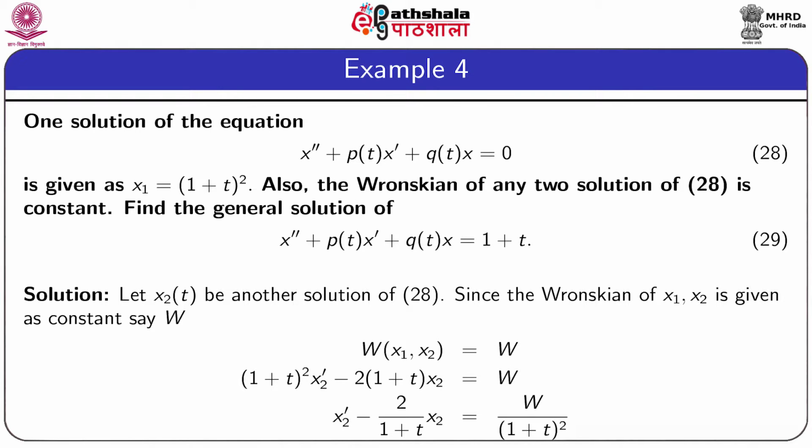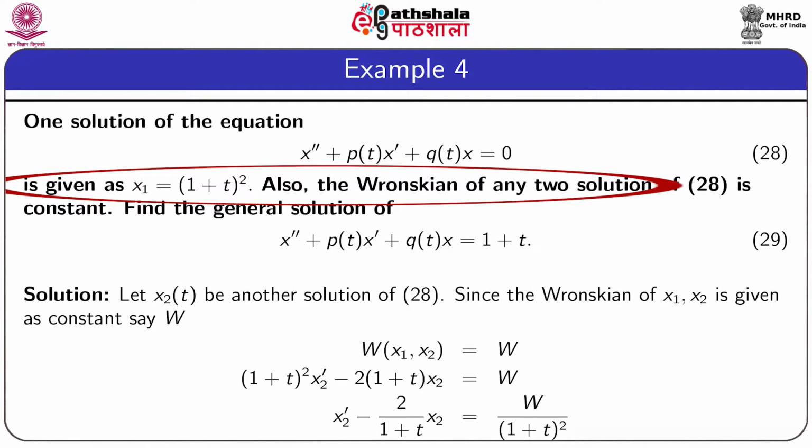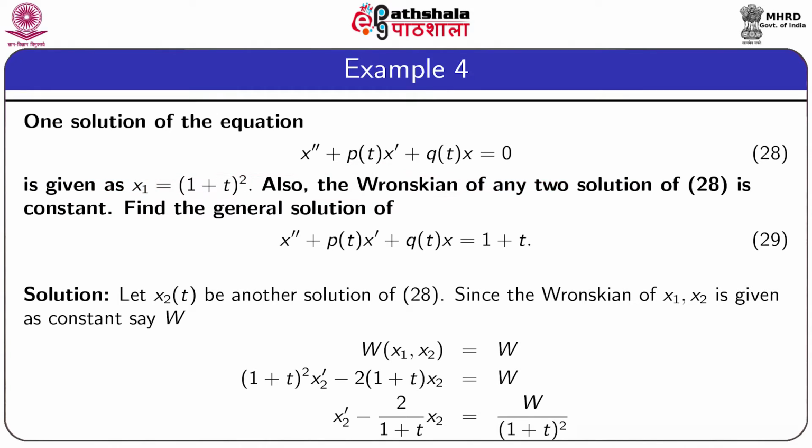In our next example, it is given that one of the solutions of the differential equation x double dash plus p t x dash plus q t x equal to 0 is given as x 1 equal to 1 plus t whole square. And also the Wronskian of any two solutions of the differential equation given by 28 is a constant. We have to find the general solution of x double dash plus p t into x dash plus q t into x is equal to 1 plus t.